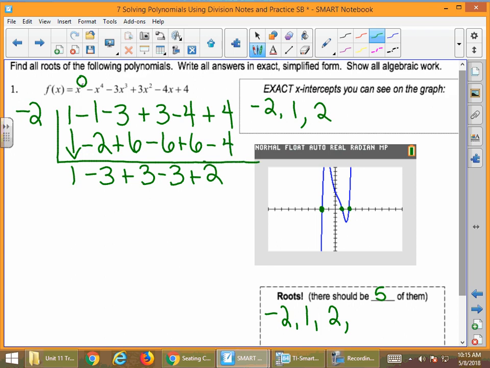And the thing is, we should get 0 here at the end. If we don't get 0 at the end, then that root is not a root. The negative 2 in this case would not be the root. We have to get 0 at the end.